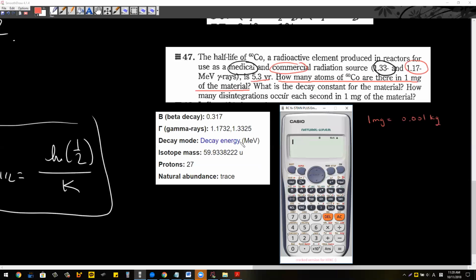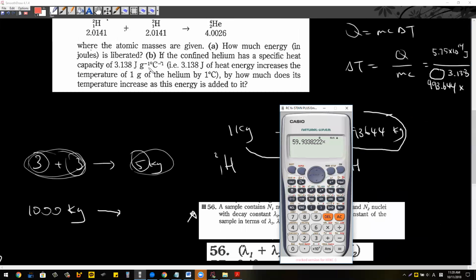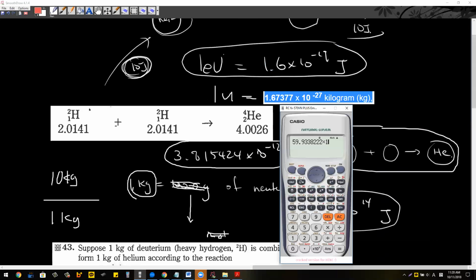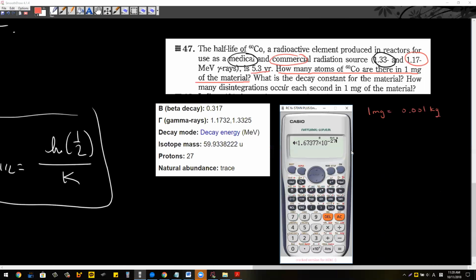Wait, isn't it already in kilograms? So 59.9338222, that's in U, times that by the constant we know, 1U, which is 1.67377 times 10 to the power of negative 27. Therefore, this is the mass of 1 cobalt in kilograms. Divide 0.001 by the answer.